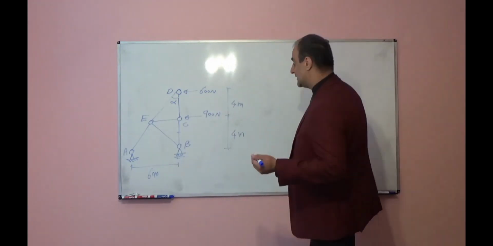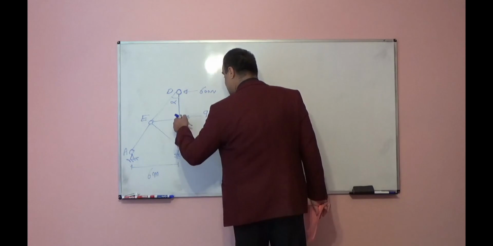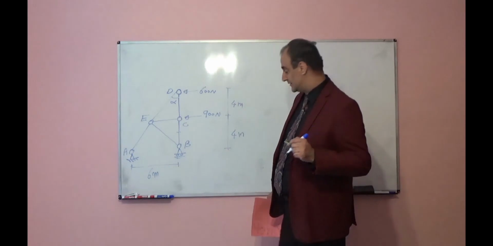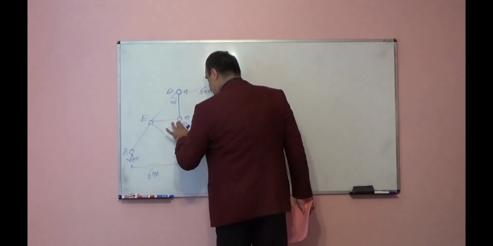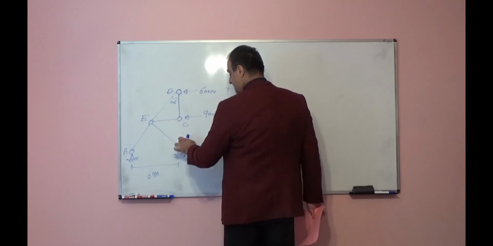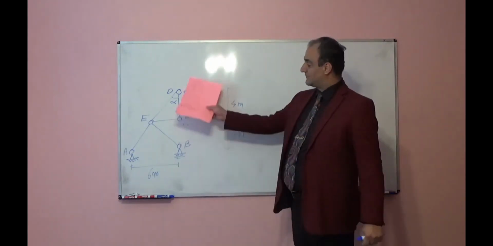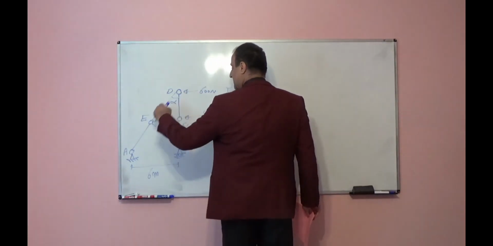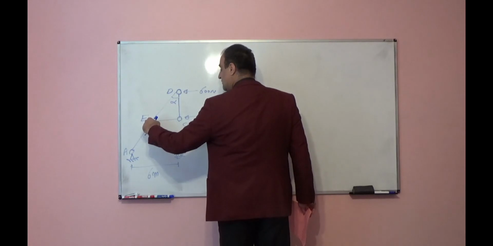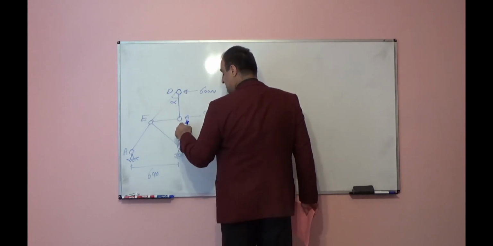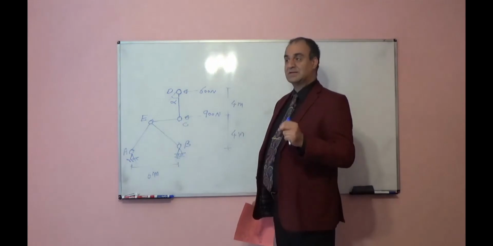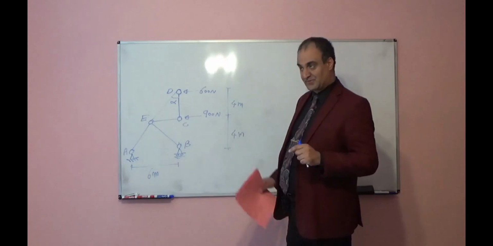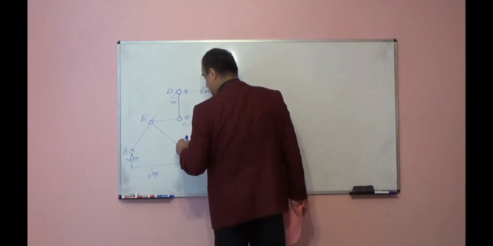But if we want to find fast, for example, only member BC internal force using section method, how we can find? First, assume we don't have this member. What will happen? If we don't have this member BC, this part ECD, this triangle, will rotate respect to E, and the distance between B and C will increase. That tells us this member BC is subjected to tension force because the distance is increasing.